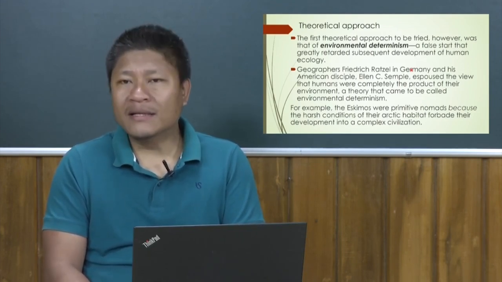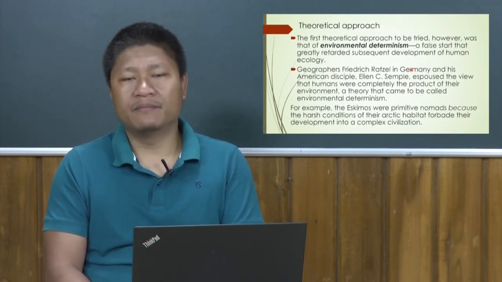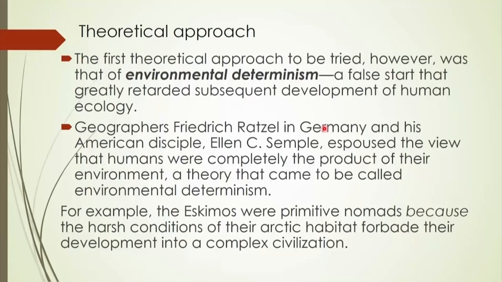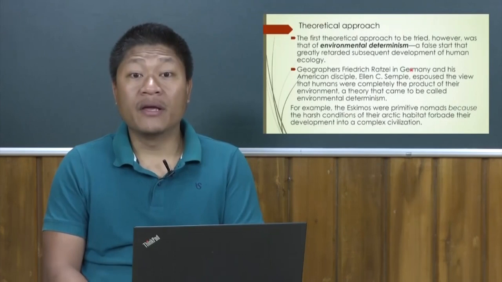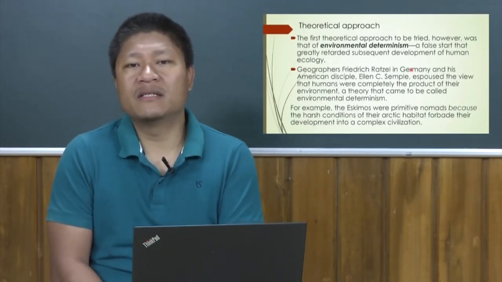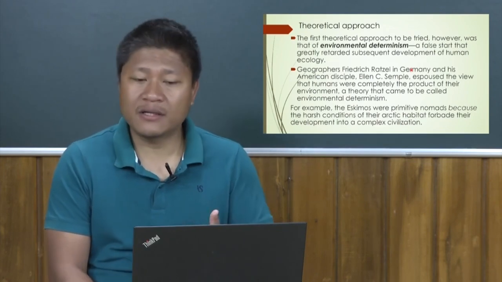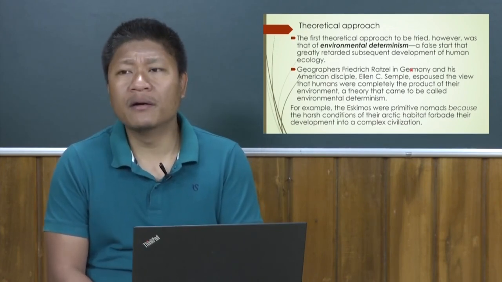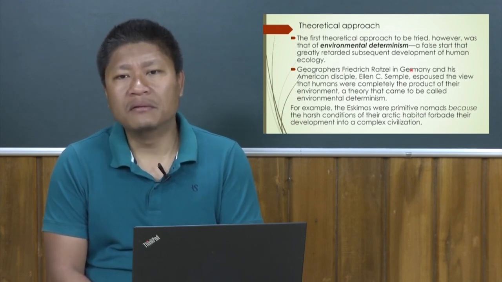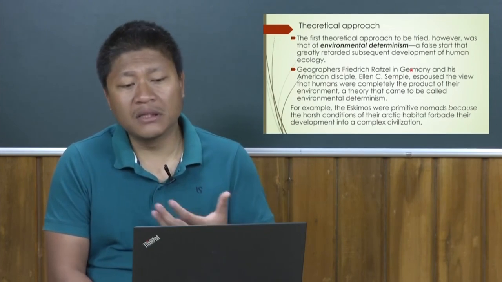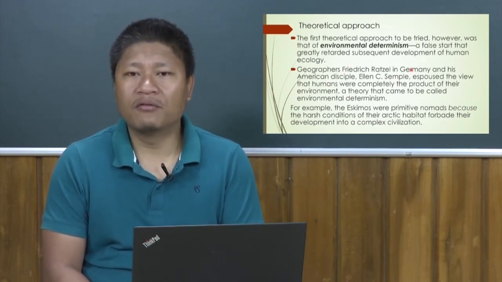Now, what is environmental determinism and what exactly is determinism? In a very simple sense, we can say that environment strongly influences, or if not, tends to determine the behavior, if not the culture, of human society. Environmental determinism is the first theoretical approach which was used in order to look at the development of human ecology.